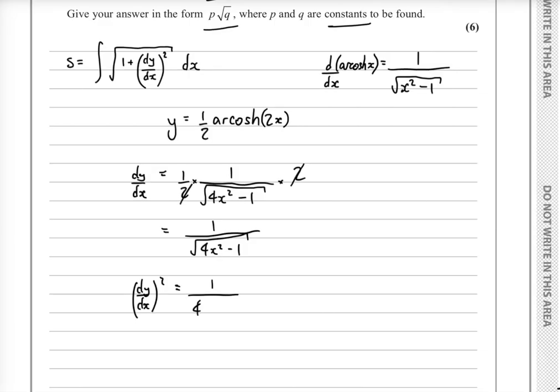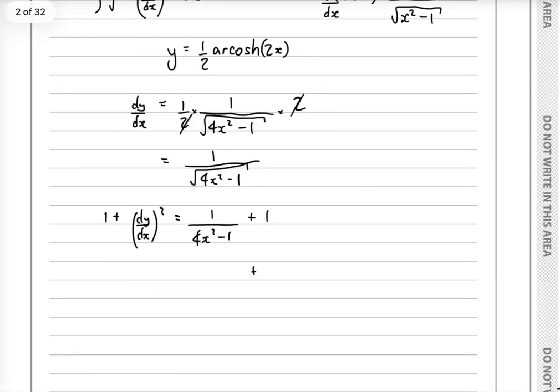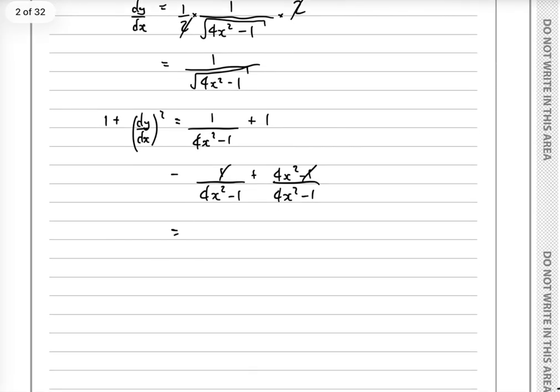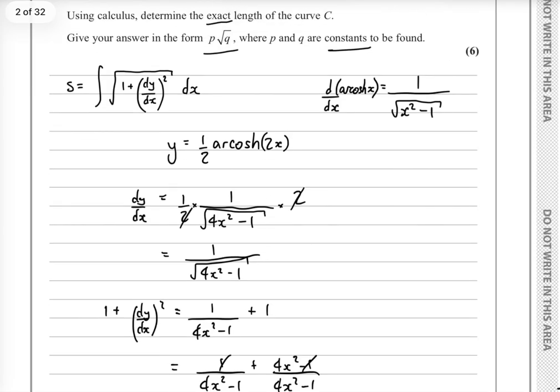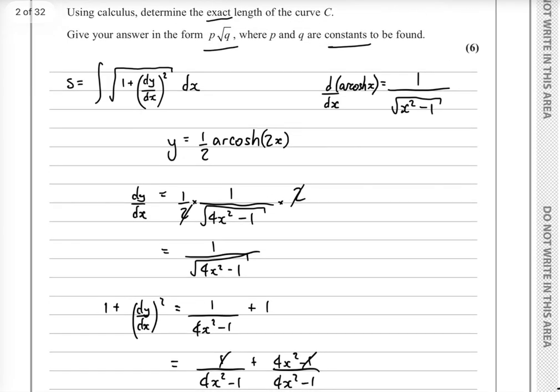1 over 4x squared minus 1, and then we want to add 1 to this. To put these two together, I'm going to change that into the same denominator. And then these two cancel out, and we get 4x squared over 4x squared minus 1. Now for the formula, we need to square root that and integrate.